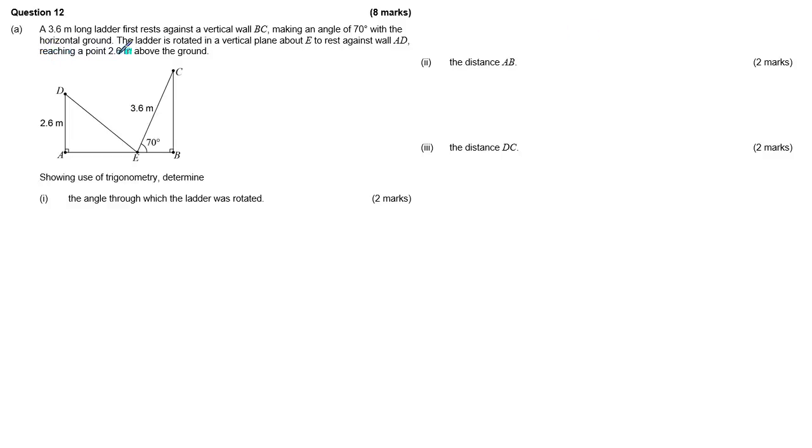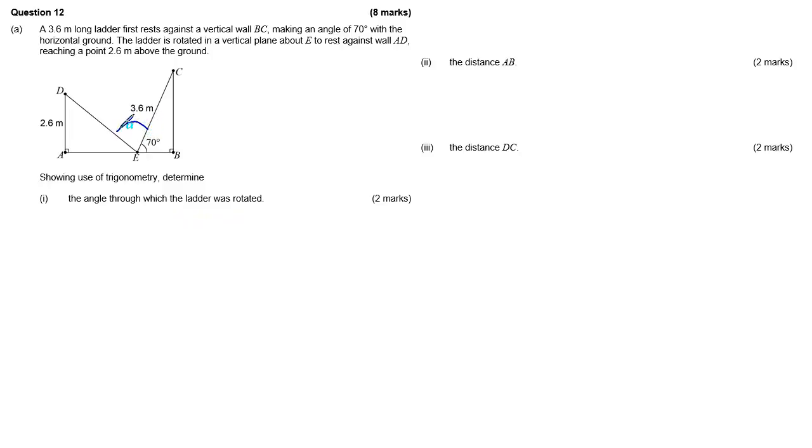A 3.6 meter long ladder rests against a vertical wall BC, making an angle of 70 degrees with the horizontal ground. The ladder is rotated in a vertical plane about E to rest against the wall AD, reaching a point 2.6 meters above the ground. Show, in use of trigonometry, determine the angle through which the ladder was rotated.